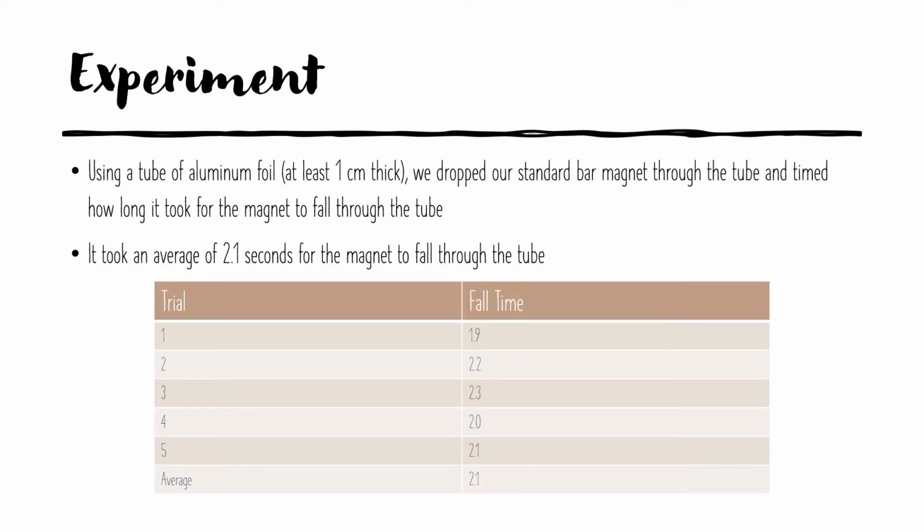So the experiment itself, or at least the physical part of it, uses a tube of aluminum foil, with the aluminum foil being at least 1 centimeter thick. We dropped our standard bar magnet that we've been using in this class through the tube and timed how long it took for the magnet to fall through the tube. For my trials, it took an average of about 2.1 seconds for the magnet to fall through the tube because I was using some longer sheets of aluminum foil or longer tubes because that's just what I had available.